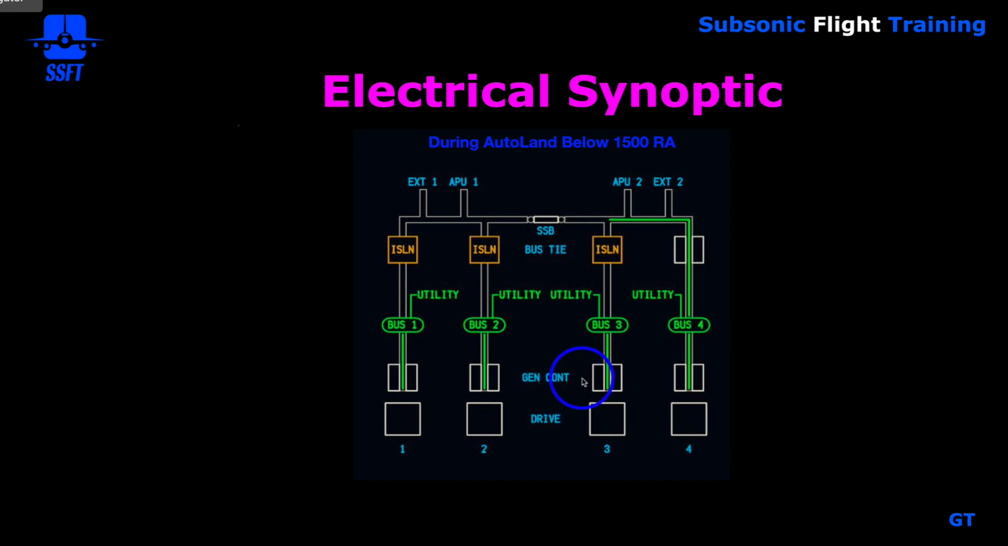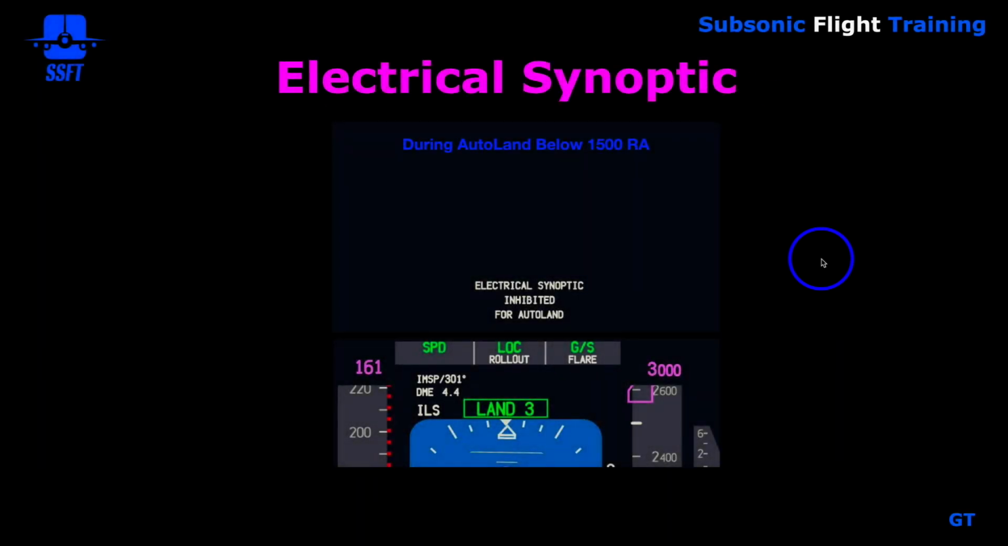Now, if you were to look at the electrical synoptic, you might see something like this, and it would look like something's wrong. That's not the case, because that's a normal operation for 1, 2, and 3 to isolate at this point. So as a result, instead of seeing what you're seeing on the screen right now, you would see this. If you tried to bring up the electrical synoptic and pushed electric on the synoptic display, you would see electrical synoptic inhibited for autoland. That would be what it would say.